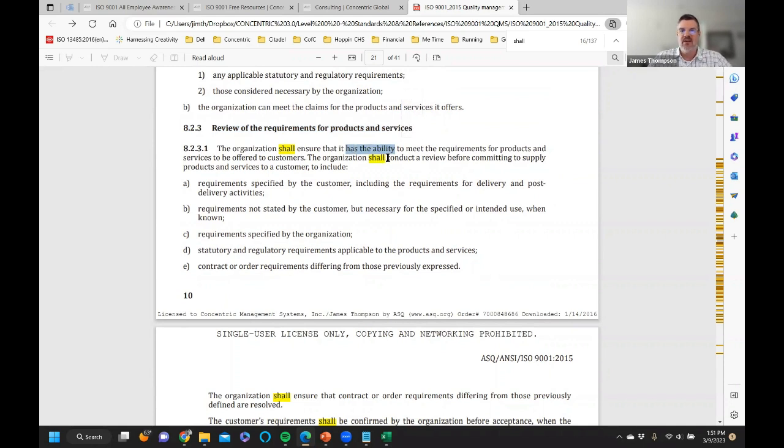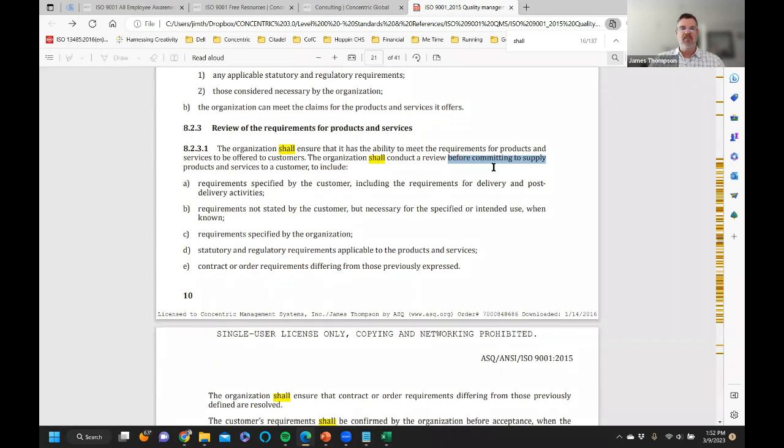The organization shall conduct a review before committing to supply products and services to a customer. This one is something I see all the time not being done properly. You know, the culture is take whatever order we can get, tell the customer yes, tell the customer yes. You know, going to, let's say, a rental car company and you want to rent a car. Oh yeah, come on down. We'll make a reservation. We've got plenty of cars for you. And then you show up and there are no cars. There's actually a Seinfeld episode that's completely dedicated to this.